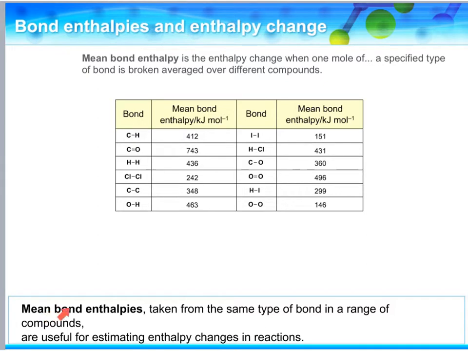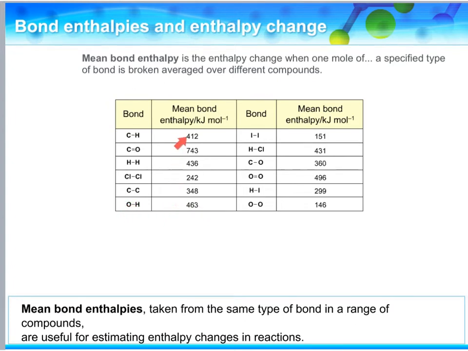So what we mean by mean, it's an average taken from the same type of bond in a range of compounds. So for example, if we look at water here, the OH covalent bond is present in water, it's present in alcohols, but the value of it will differ slightly in those because they've got different environments.